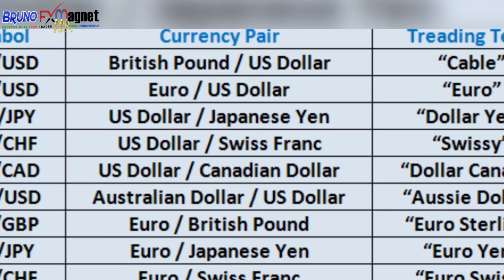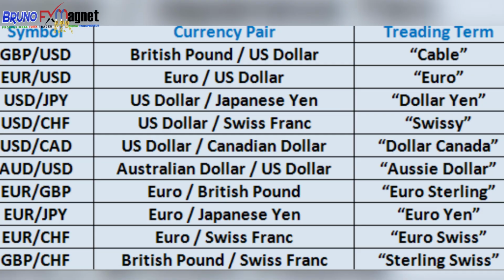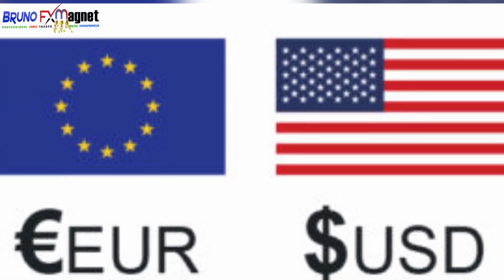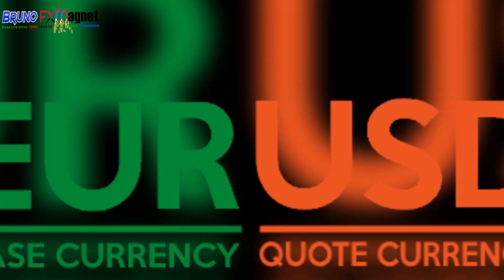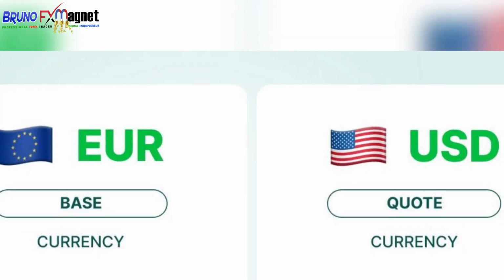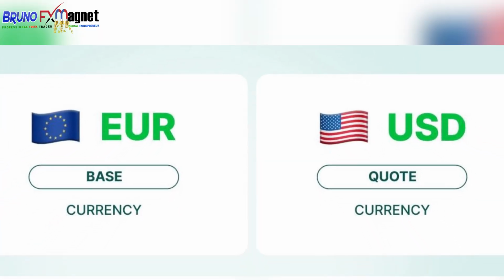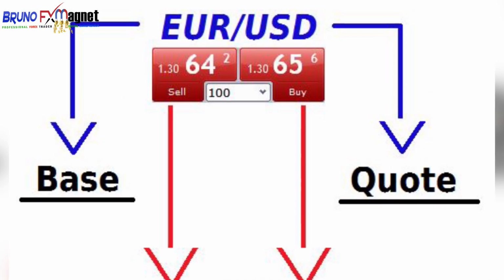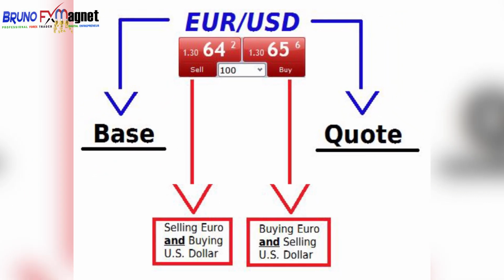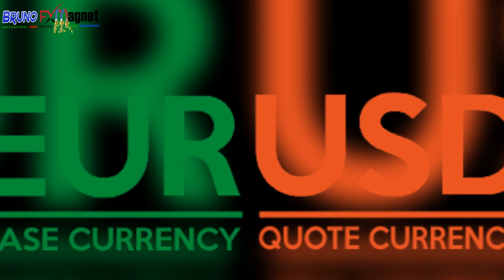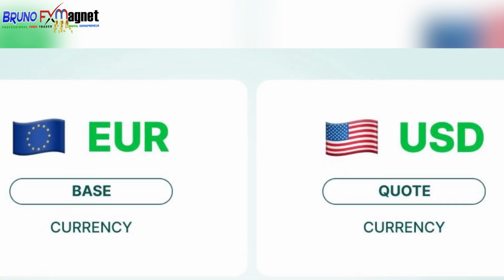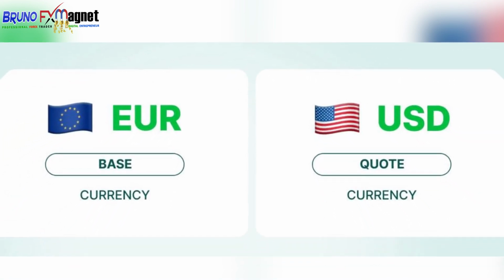These currency pairs move in pairs. For example, on the Euro USD currency pair, we have a base currency and a quote currency. The euro is the base currency and USD is the quote currency in Euro USD. The base currency is the first currency in the pair on the left side, and the quote currency is the last currency in the pair on the right side. That's why the euro is the base currency and USD is the quote currency, right?